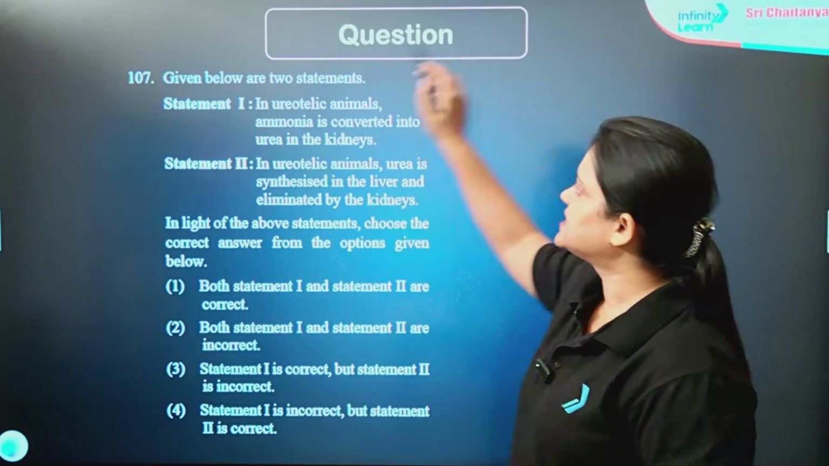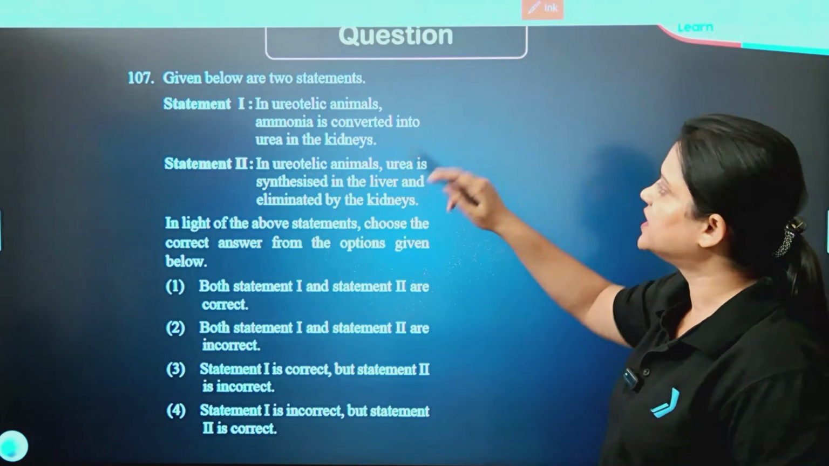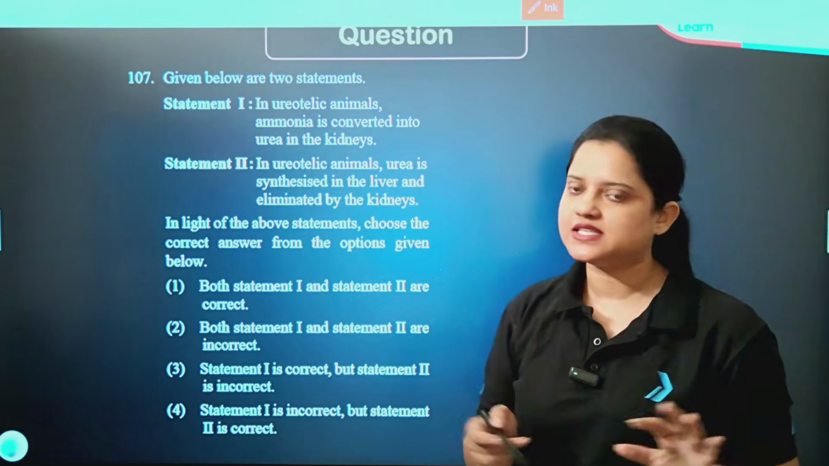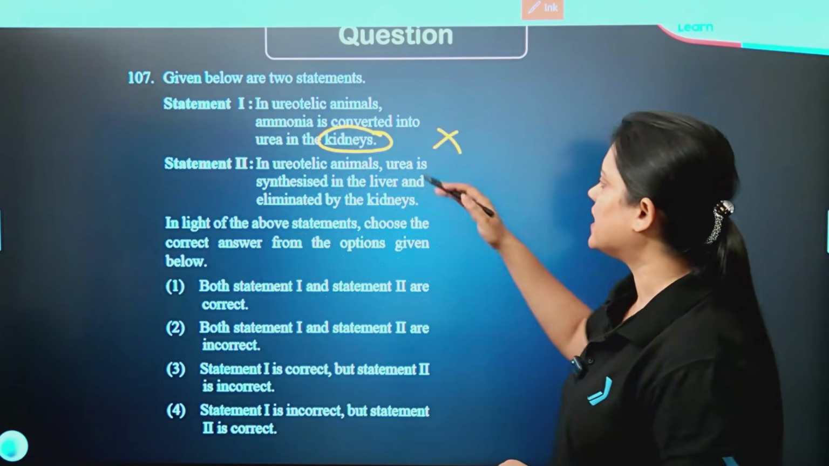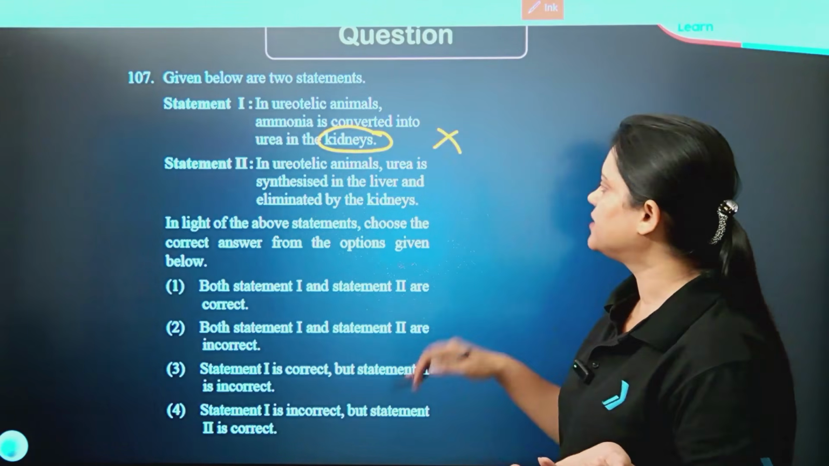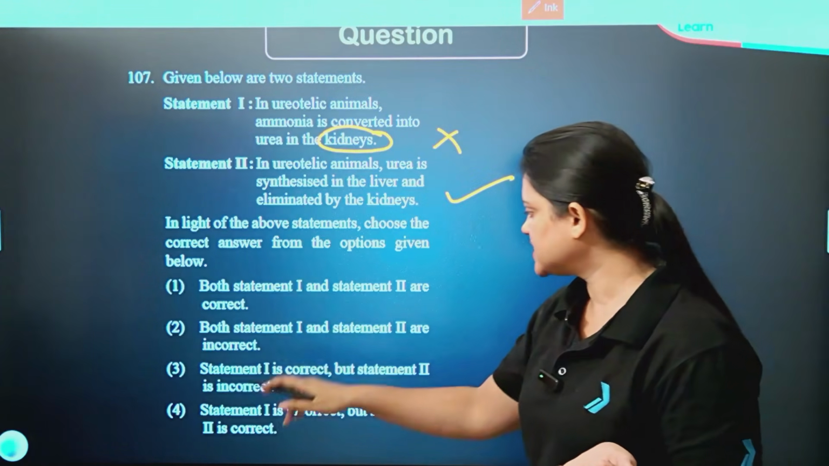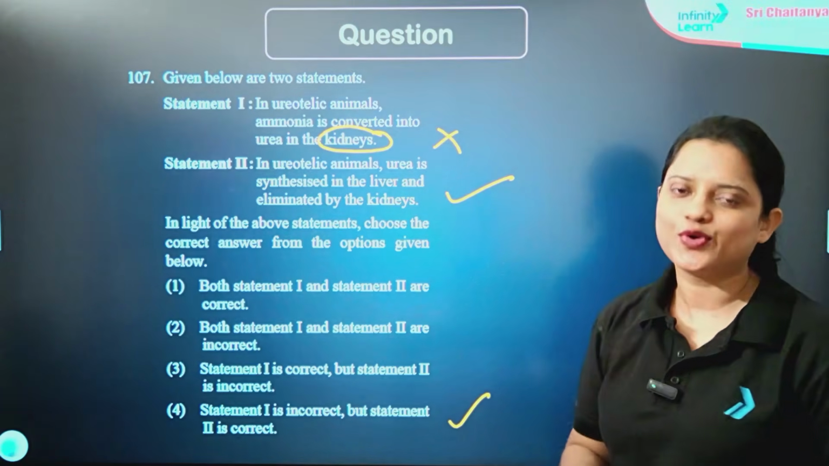Next question. Statement 1 says that in ureotelic animals, ammonia is converted into urea in the kidneys. No, it is converted in the liver. This is wrong. In ureotelic organisms, urea is synthesized in the liver and eliminated by the kidney. That is true. So the first one is incorrect, whereas the second one is correct. The answer here should be 4.